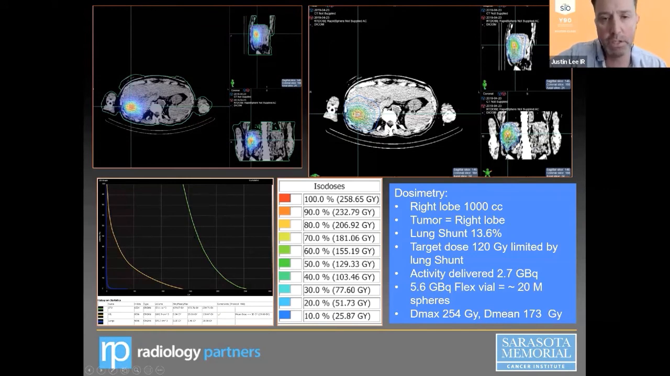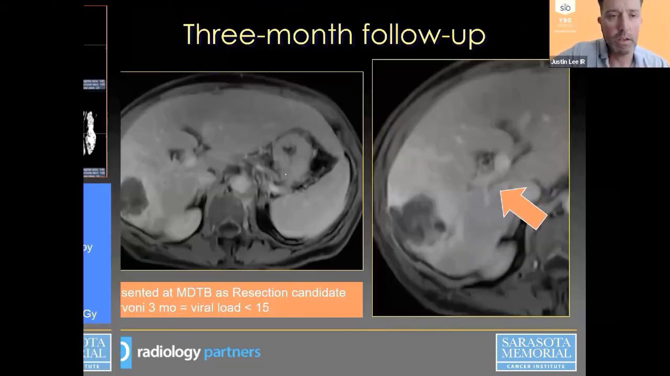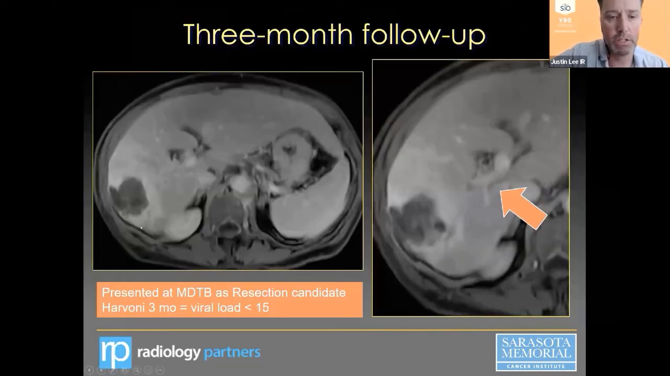And we actually put the patient through dosimetry-based software, where you can see our D max was somewhere around 255. Our D mean was about 173 gray. And we had a great response. This patient ended up going on to resection after receiving Harvoni for her Hep C.